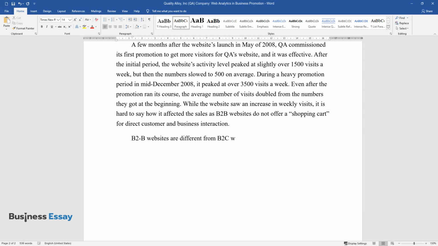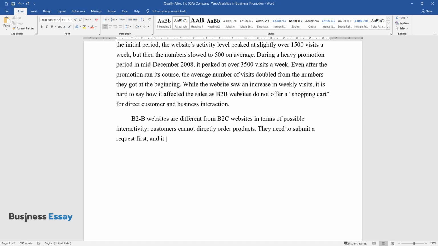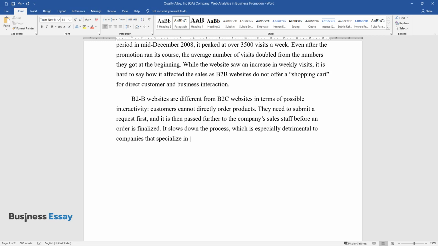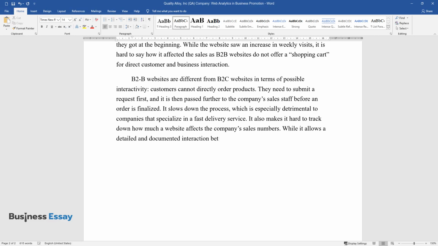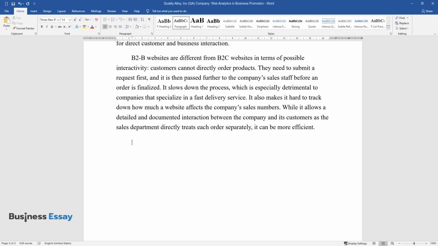B2B websites are different from B2C websites in terms of possible interactivity. Customers cannot directly order products. They need to submit a request first, and it is then passed further to the company's sales staff before an order is finalized. It slows down the process, which is especially detrimental to companies that specialize in a fast delivery service. It also makes it hard to track down how much a website affects the company's sales numbers. While it allows a detailed and documented interaction between the company and its customers as the sales department directly treats each order separately, it can be more efficient.